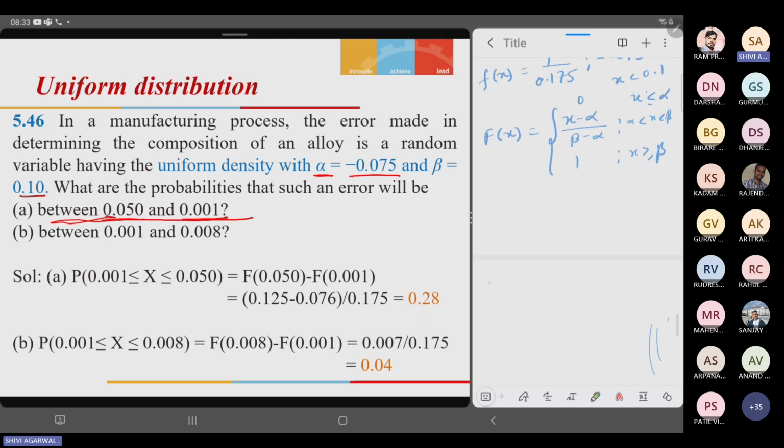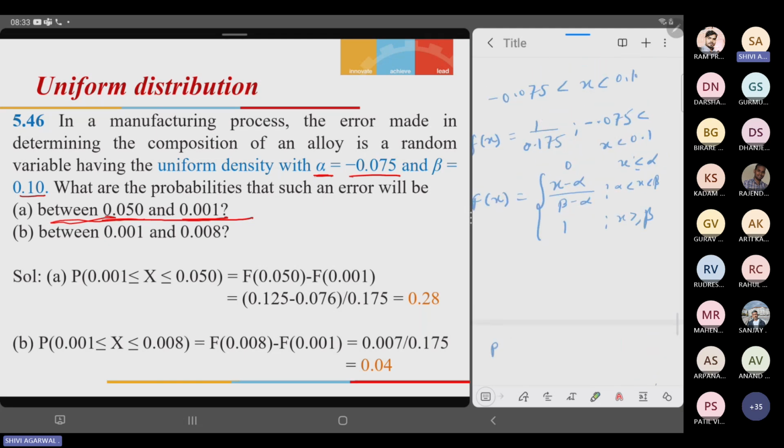So we are using the same thing. We have to find out the probability that 0.001 is less than x is less than 0.050. Here x is greater than or equal to beta, and here x is less than or equal to alpha. Yes, Mr. Sanjeev, x is greater than or equal to beta.